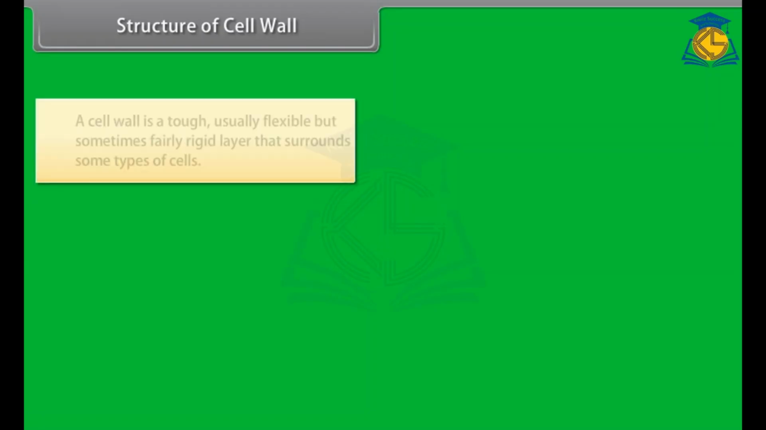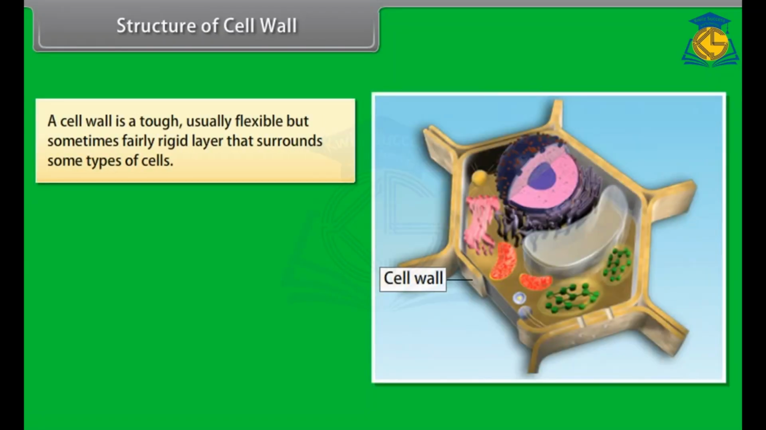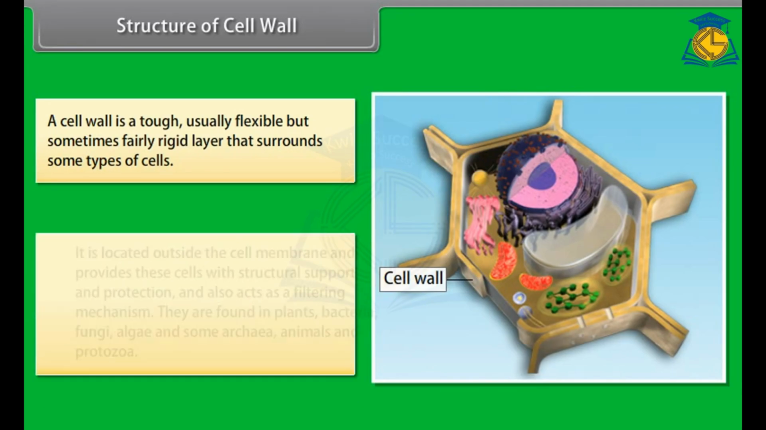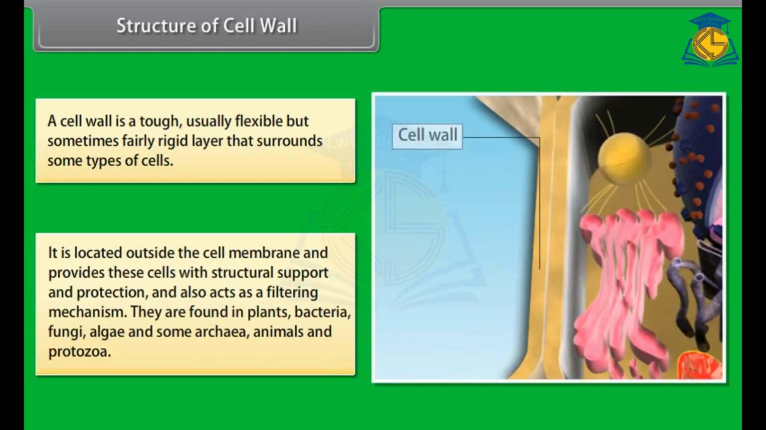Structure of cell wall. A cell wall is a tough, usually flexible but sometimes fairly rigid layer that surrounds some types of cells. It is located outside the cell membrane and provides these cells with structural support and protection, and also acts as a filtering mechanism. They are found in plants, bacteria, fungi, algae, and some archaea, animals, and protozoa.